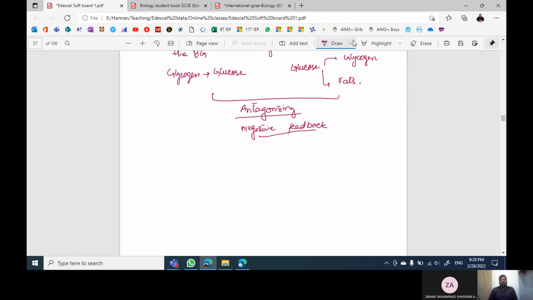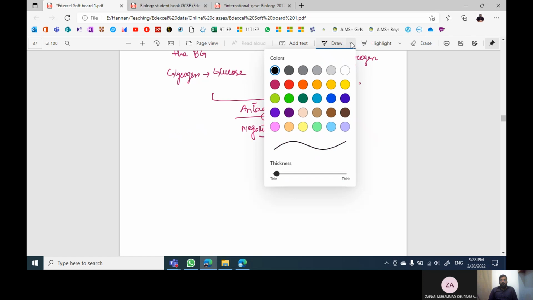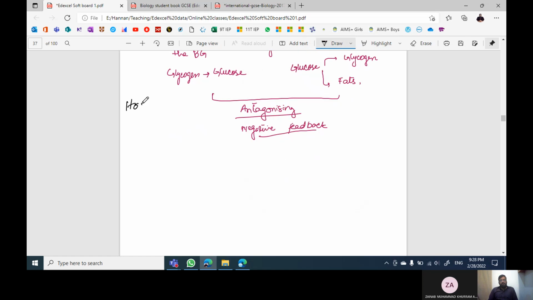Let me tell you another thing about this negative feedback. Do you know about the process of homeostasis? Yes, homeostasis is basically regulating the internal body conditions, or you may say maintaining the internal body conditions in spite of external conditions that the body is facing.